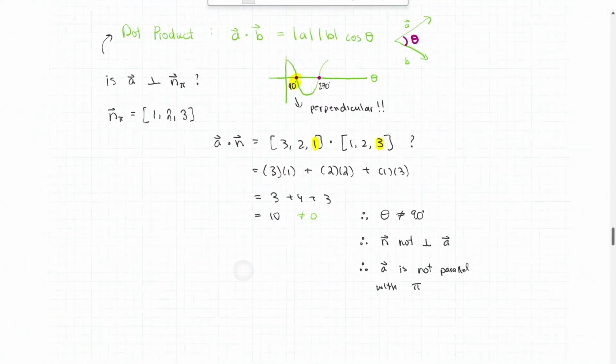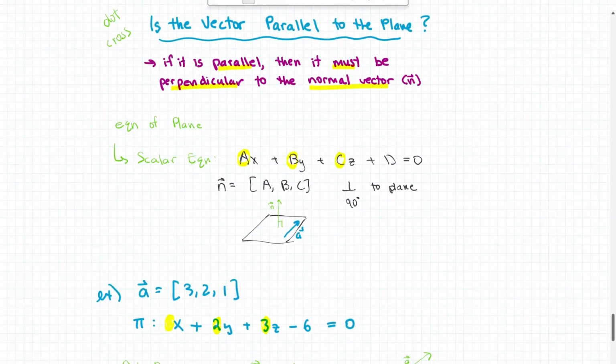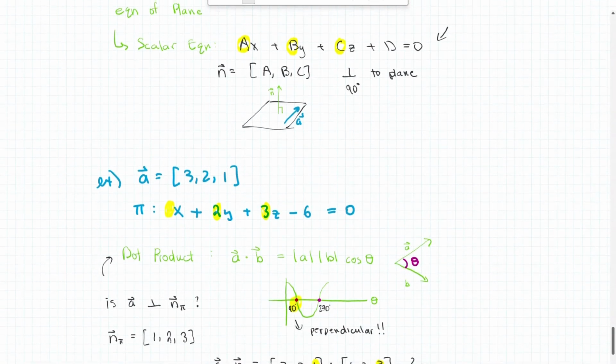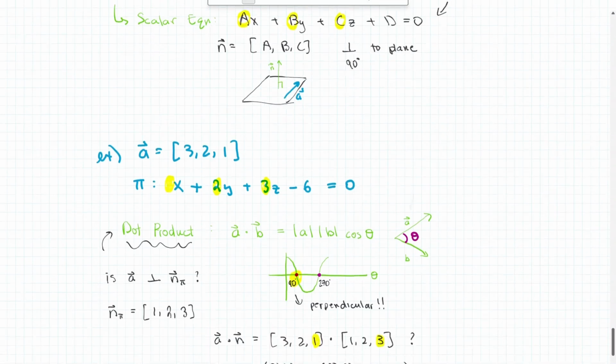So you can see that for this question, we had to use our understanding of the properties of planes, understanding how we can find the normal from the scalar equation of the plane, and then understanding the logic that if a vector is parallel to the plane, then it must be perpendicular to the normal. And then lastly, we learned how we can apply dot product to check whether two vectors are perpendicular or not.